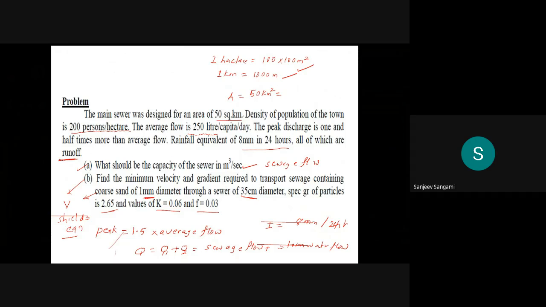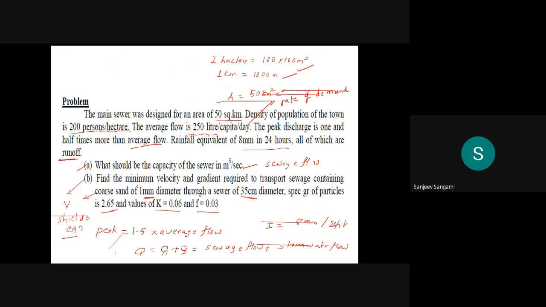Then the average flow, that is the rate of demand, is given as 250 LPCD. The peak discharge is 1.5 times the average flow. This is very important, not the maximum flow. Then rainfall is equivalent to 8 mm in 24 hours, and they said all of it is runoff only.